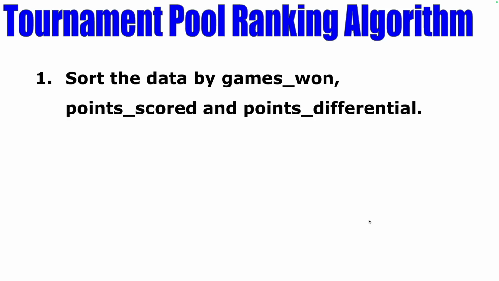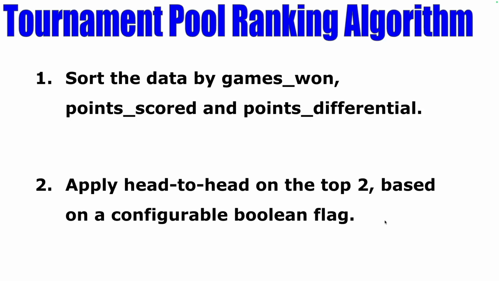Here is a quick view of how the tournament pool ranking algorithm works. The first step is to sort the data by games won, points scored, and points differential, in that specific order. Then apply the head-to-head on the top two, based on a configurable Boolean flag, if there is a tie from number one. If there is no need, then no need.